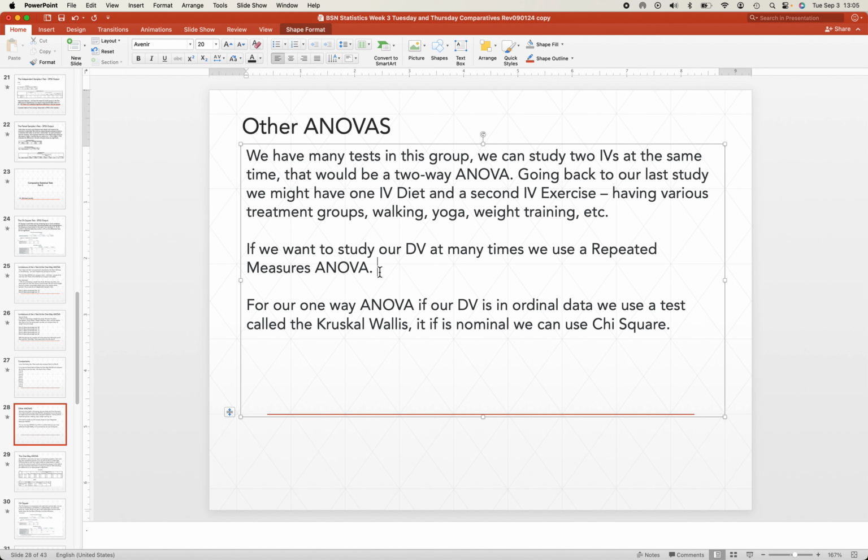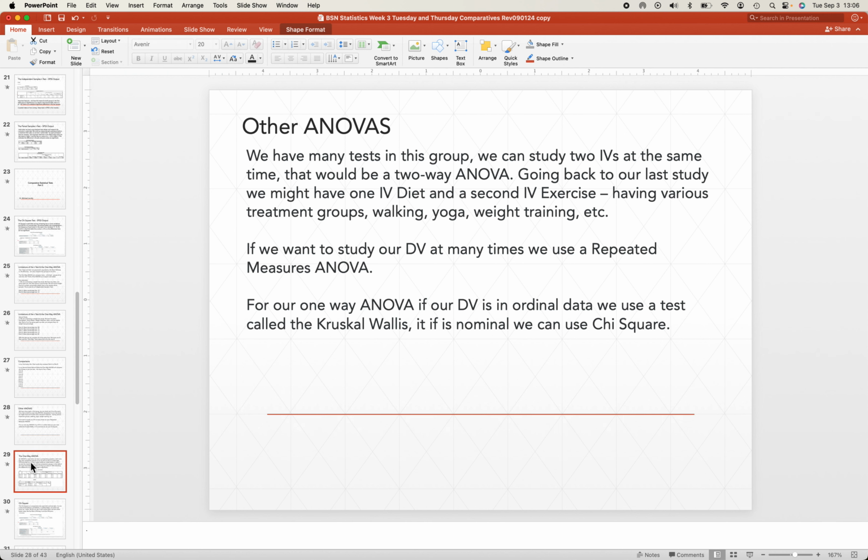For the ANOVA, just like the t-test, all the ANOVA can do is make comparisons in means. It can't make comparisons with ordinal or nominal level data in our dependent variable, because with those we cannot calculate a mean. So, if our dependent variable is not measured in scale data, we cannot run an ANOVA. The substitution for the one-way ANOVA, if we have ordinal data, is the Kruskal-Wallis. And if the dependent variable is measured in nominal data, we can use chi-square.